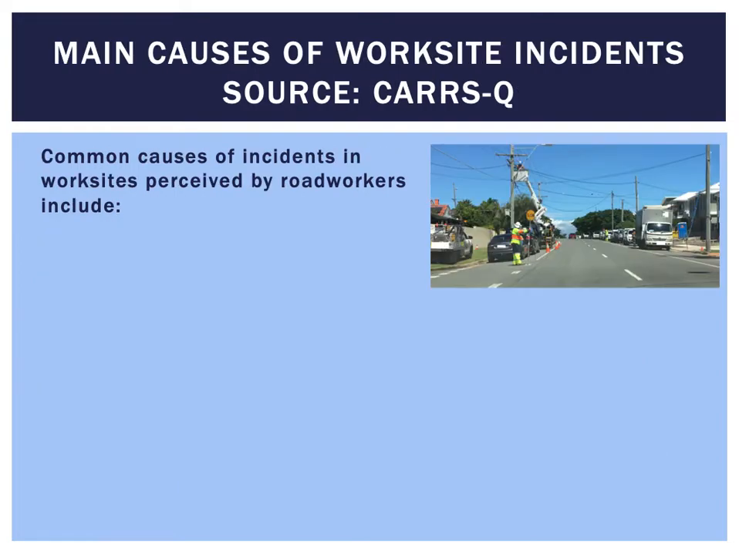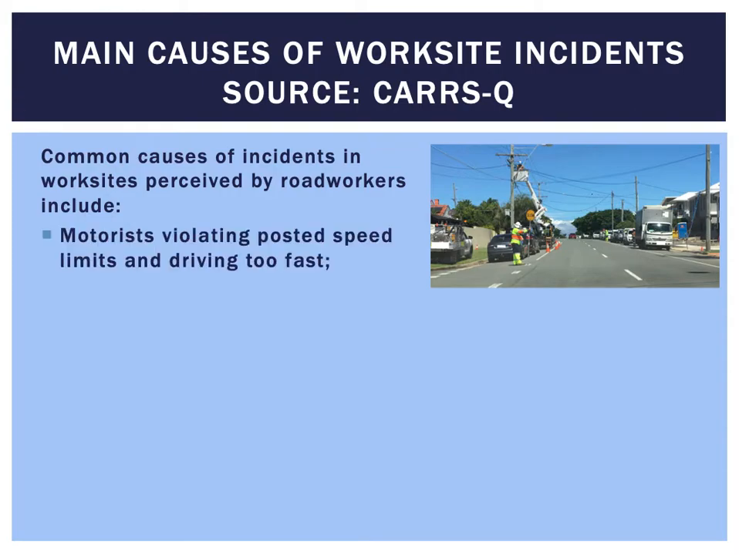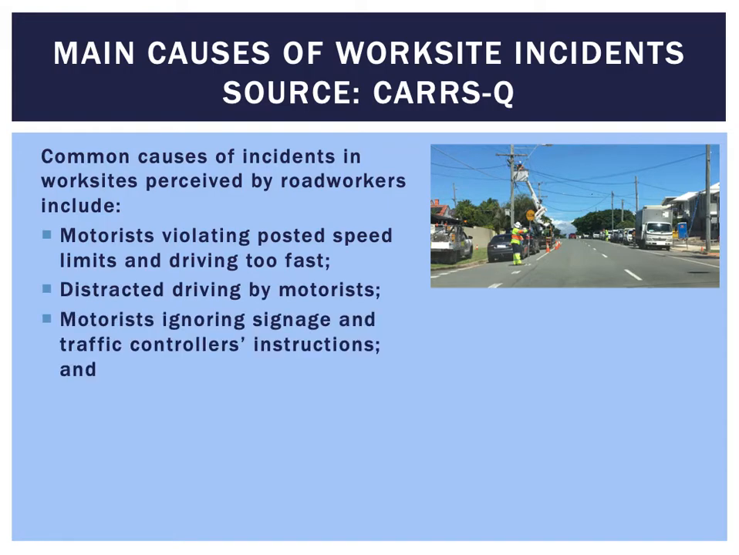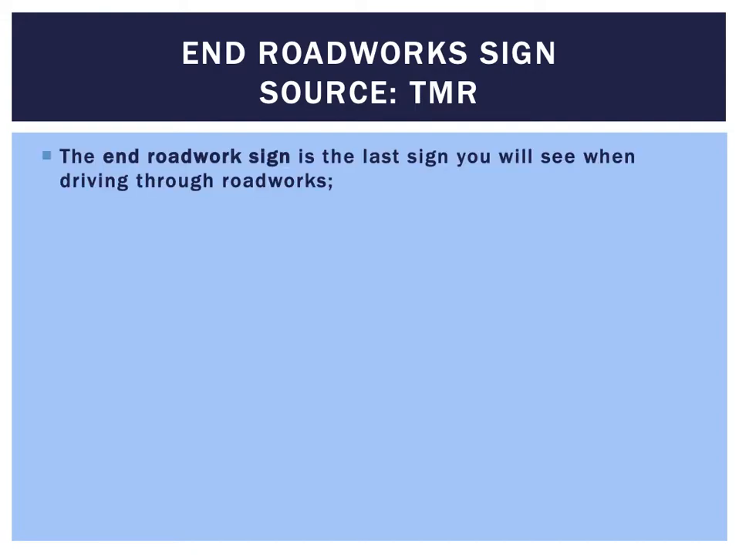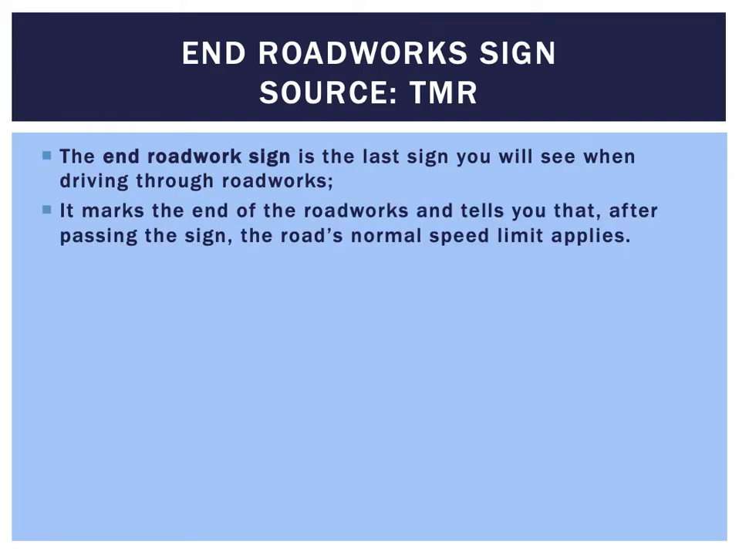Common causes of incidents in work sites perceived by road workers include motorists violating posted speed limits and driving too fast, distracted driving by motorists, motorists ignoring signage and traffic controllers' instructions, and road workers misjudging or ignoring reversing beepers and ignoring spotters' instructions. End roadwork sign. The end roadwork sign is the last sign you will see when driving through roadworks. It marks the end of the roadworks and tells you that after passing the sign, the road's normal speed limit applies.